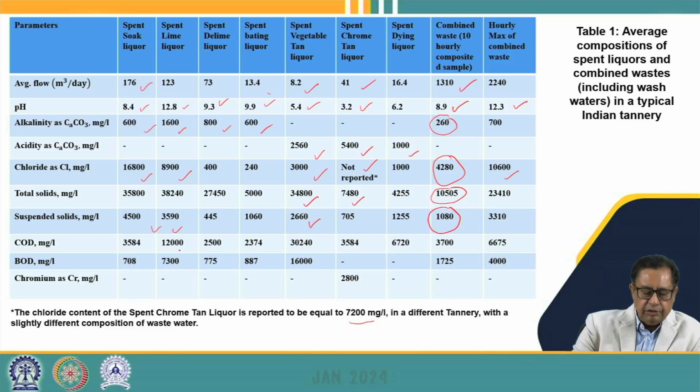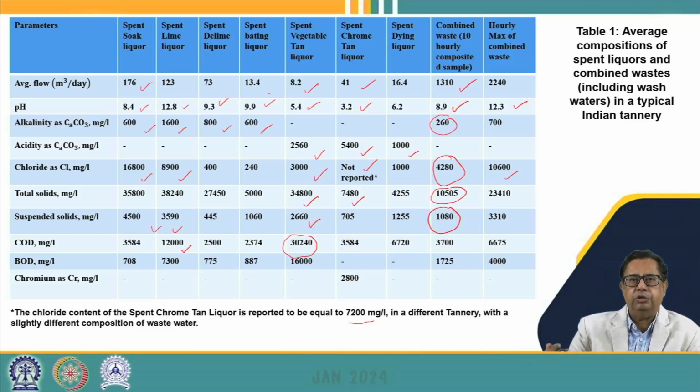COD values are also high. For example, we see here that in the spent lime liquor, the COD values may go as high as 12,000 milligrams per liter, whereas in case of the vegetable tanning it may be very high, nearly 30,240, as we have already talked about that this is the individual waste which is highly polluted, having very high COD as well as BOD values. Whereas in the spent chrome liquor it may not have such high COD values because here we are adding chromium salts instead of the vegetable tans. In the composite sample, these values can reach up to 3,700 milligrams per liter.